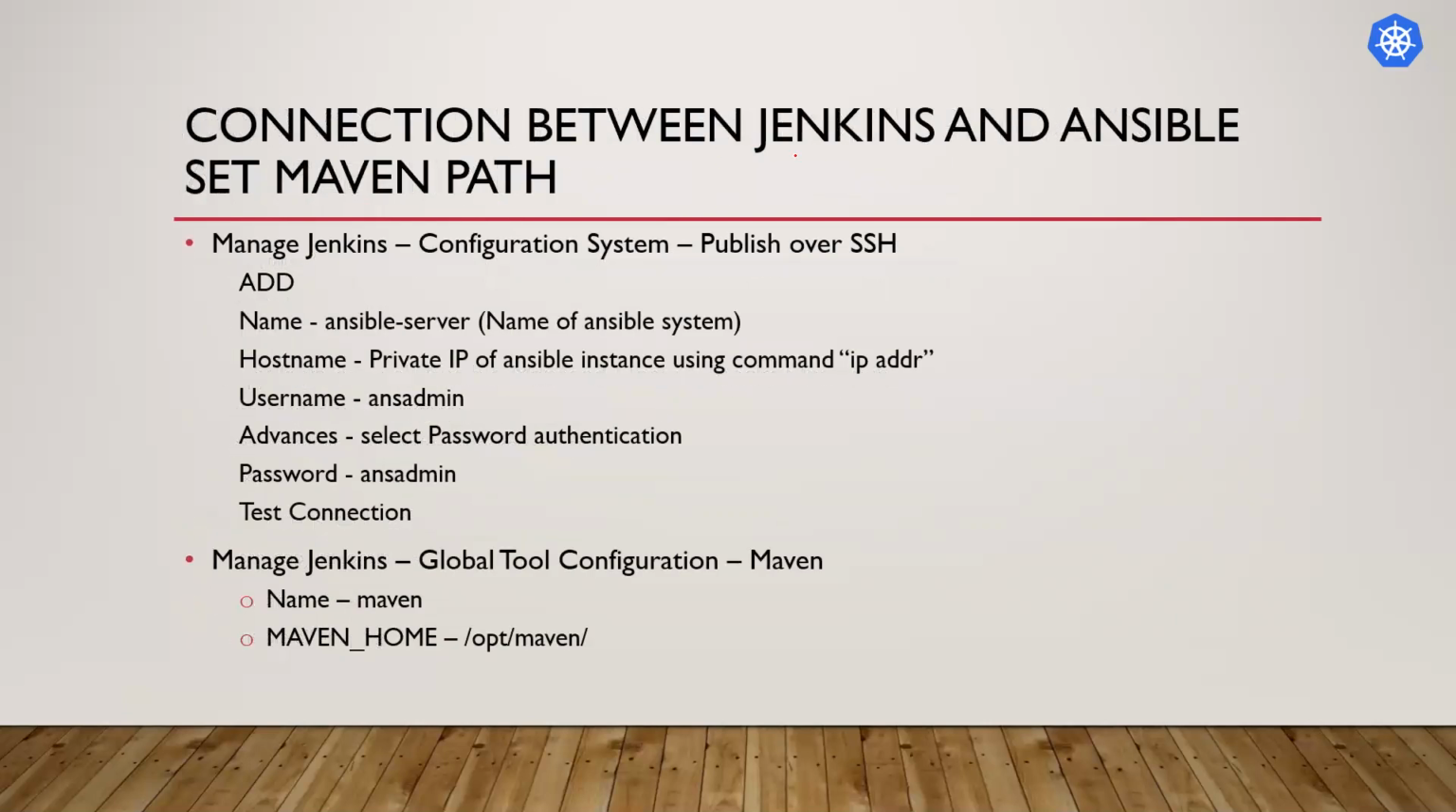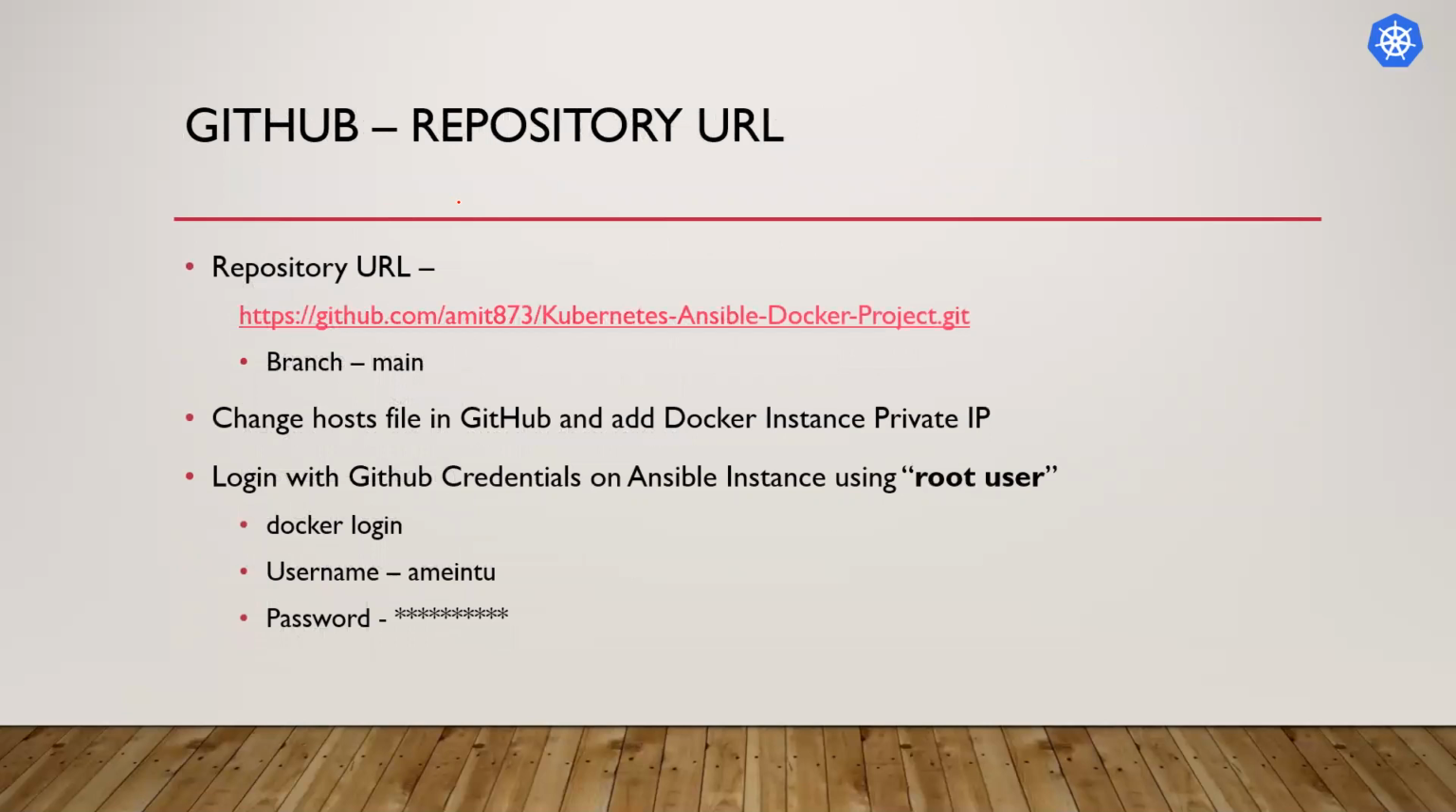After that, we need to create a connection between Jenkins and Ansible for sending the files from GitHub to the Ansible server. And we need to set the Maven path on the Jenkins side. This is the GitHub URL which we will use. This URL contains each and everything which is required for this demo. I will explain all those things later in this section.